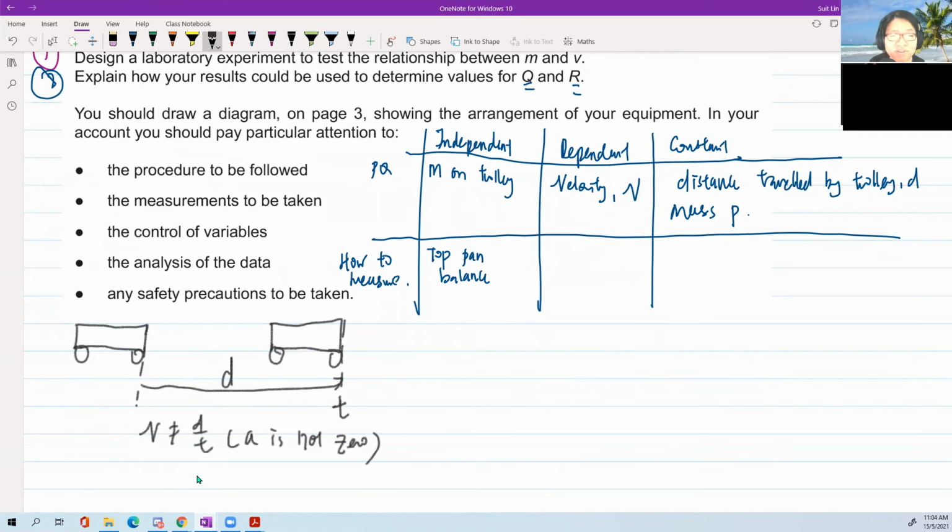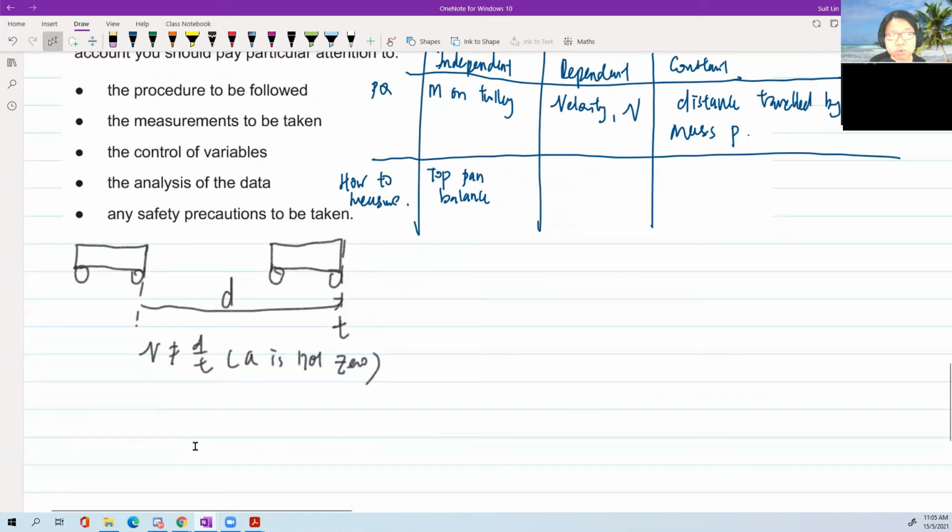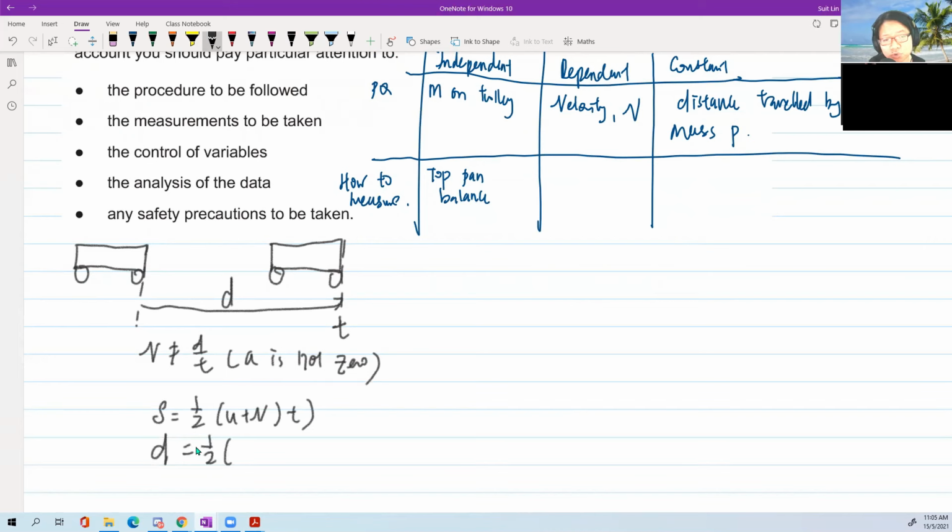So then how do we find velocity? We will have to use v squared. Wait, we don't have the acceleration. So we use the equation with no a. s is equal to half u plus v times t, right? But this is d, the distance traveled. u is 0. We are looking for v, and the time t can be measured. So then from here, v will be equal to 2d over t.